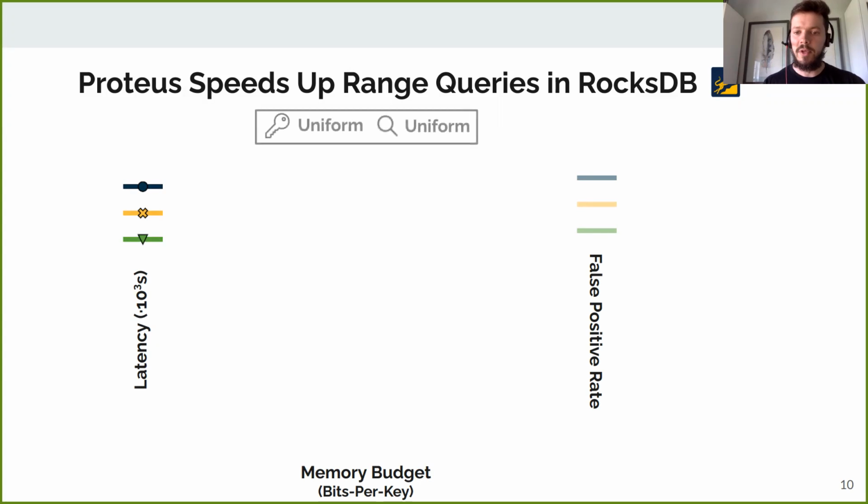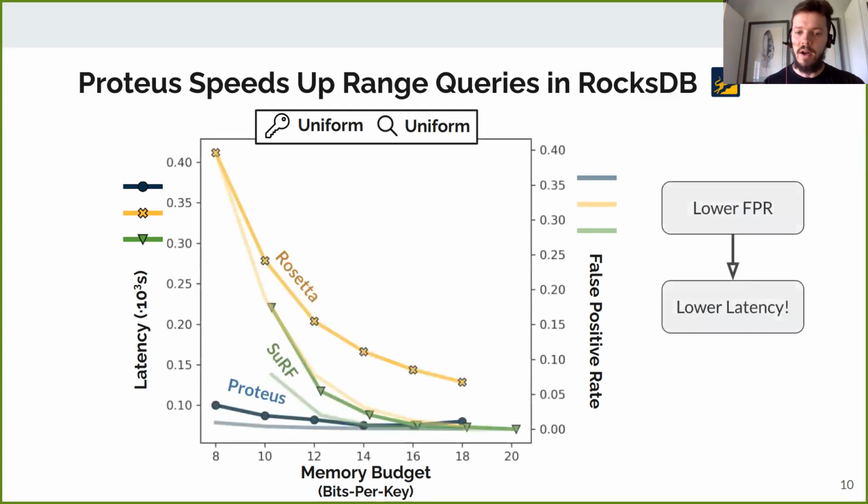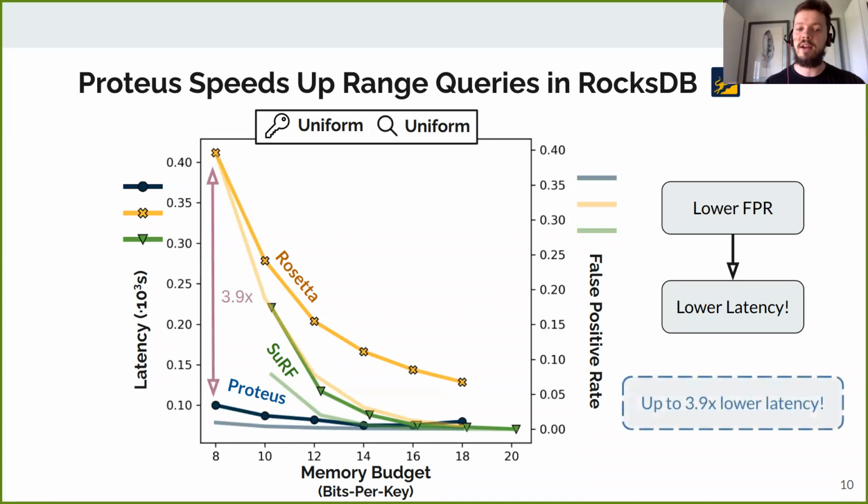First of all, we confirm the strong correlation between low false positive rate and end-to-end latency. And second of all, we confirm that Proteus outperforms state-of-the-art range filters, in particular for tight memory budgets, where we achieved up to 3.9x lower latency compared with Surf and Rosetta.